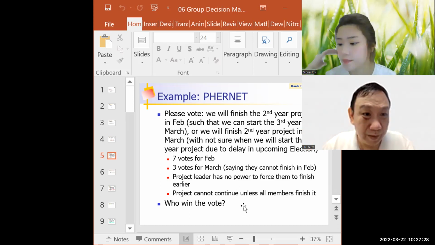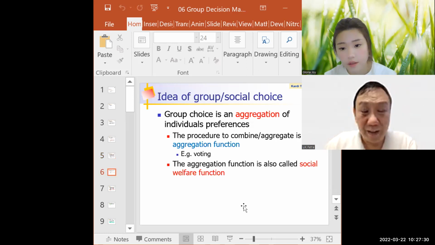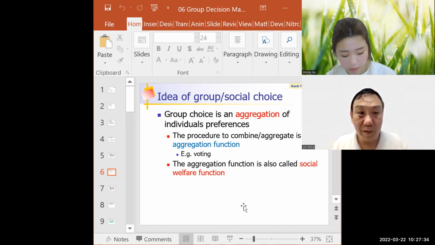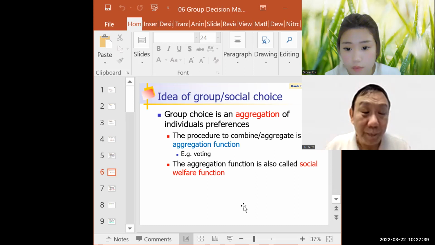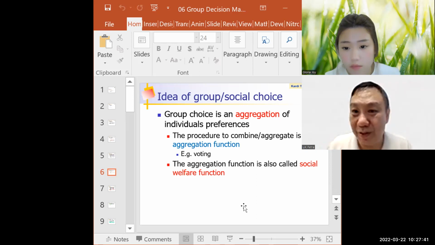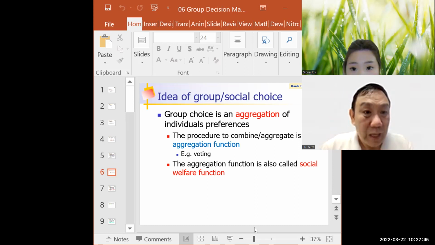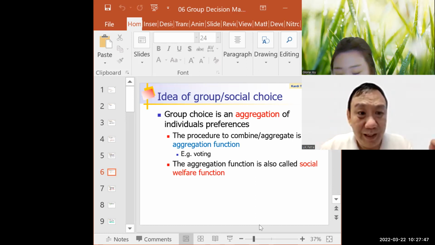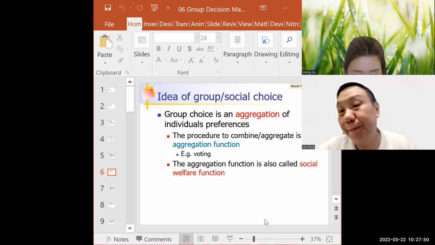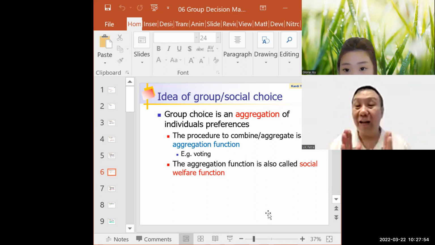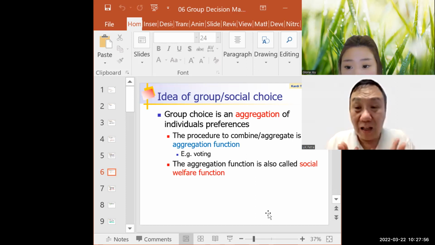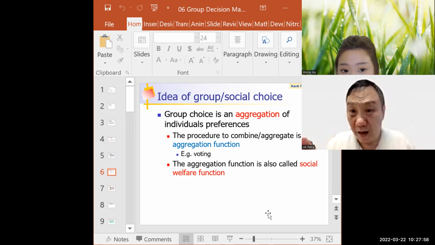Okay, so the idea of group decision, the terminology is called group choice or social choice. You can search in Google, social choice. So basically, this is an aggregation function. Mathematically speaking, this is just an aggregation function. What is that function? We don't know. There are many functions.